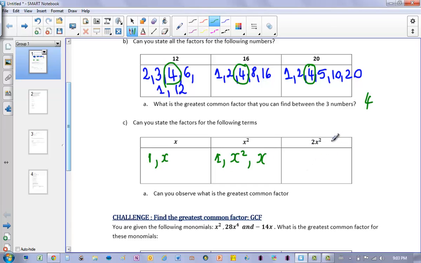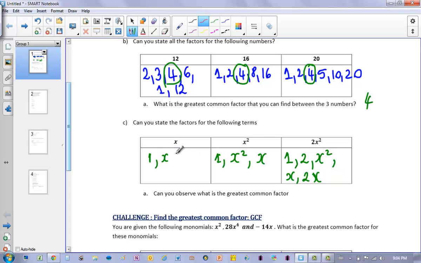What about for 2x squared? Well, I would have 1 and 2 and x squared. What would make 2x squared, the product of two numbers? Those numbers could be x and 2x. Now let's look at the three possible terms and determine what is the greatest common factor.